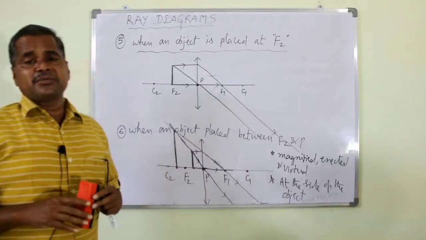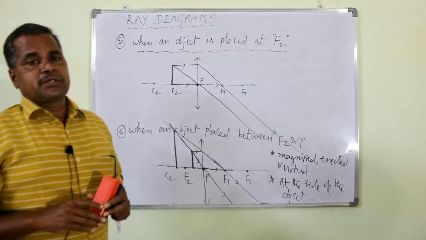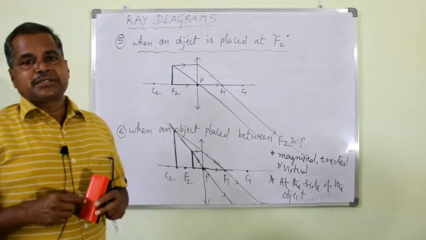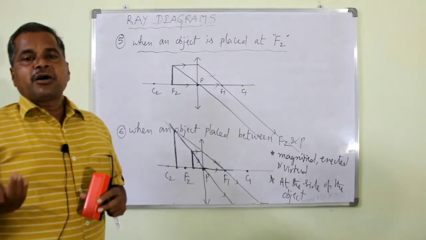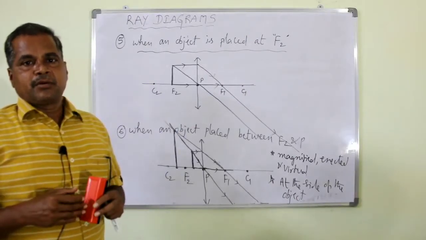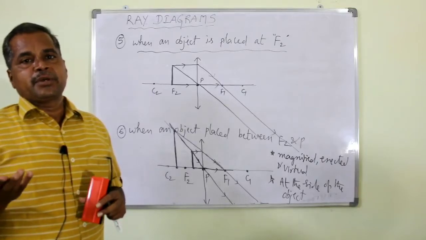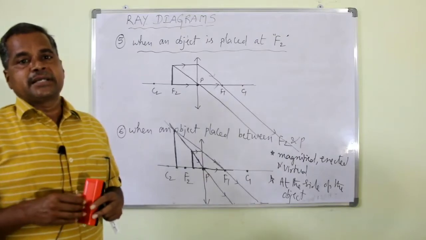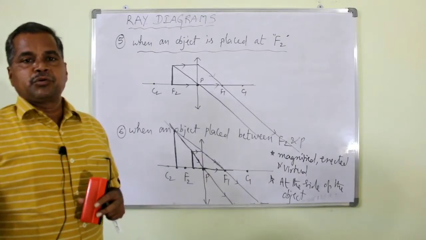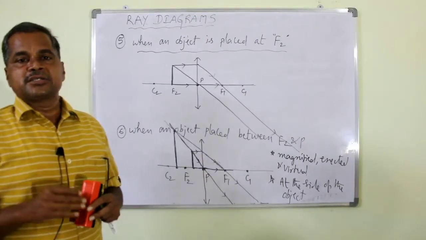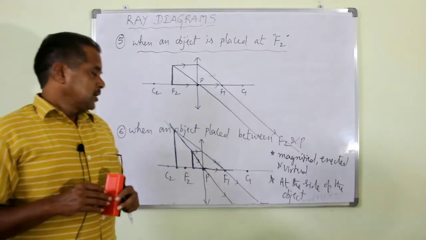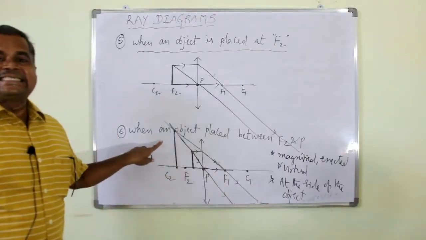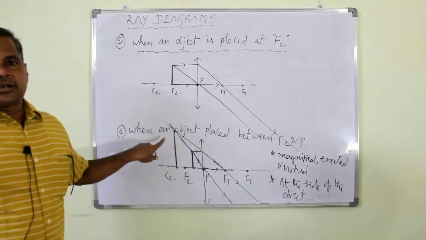So what is meant by real image and what is meant by virtual image? A real image requires one screen to catch it. We can't see the real image with our naked eyes without any screen. So we require one screen to catch it. At that time only we can see those real images. But a virtual image is formed inside of the lens or inside of the mirror.